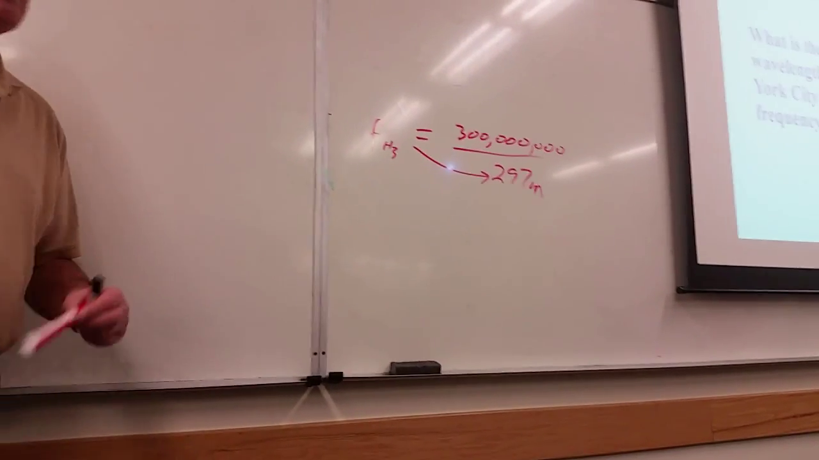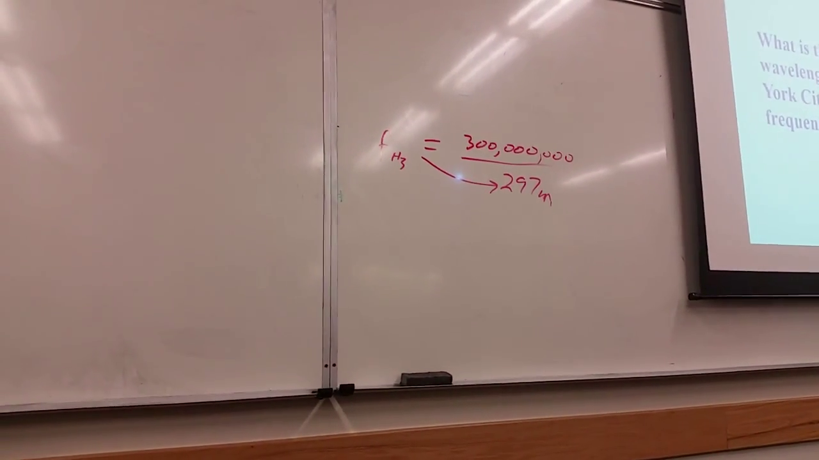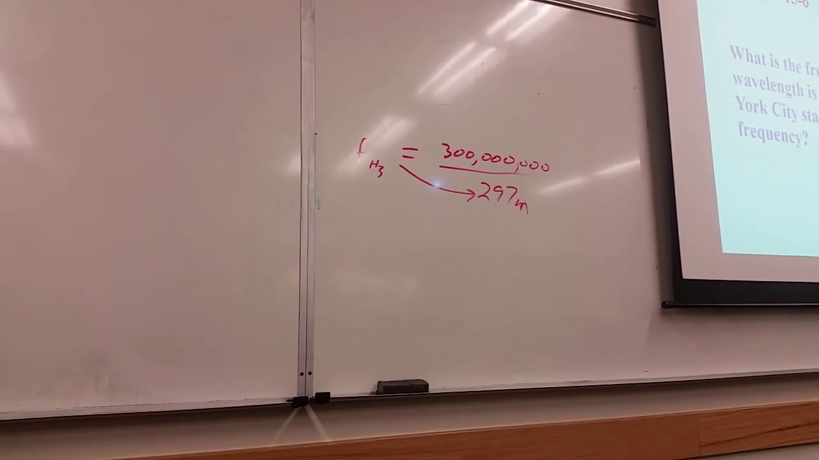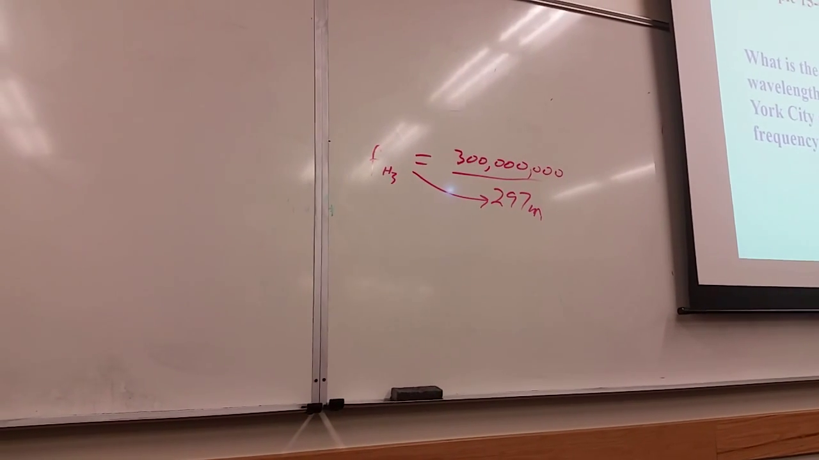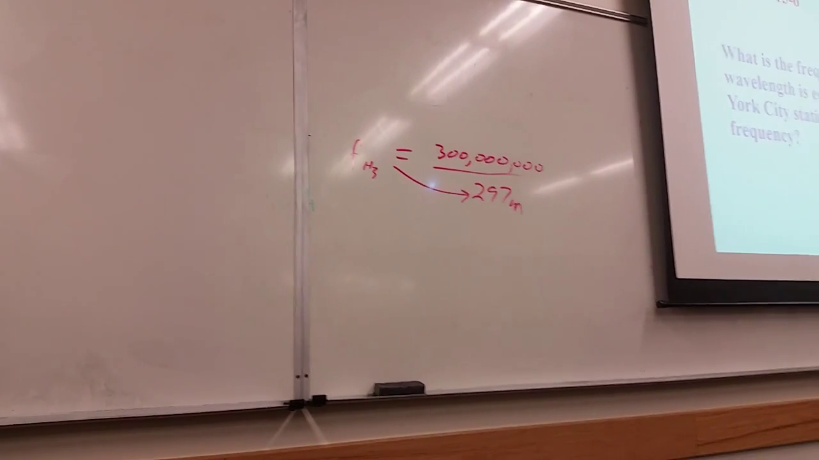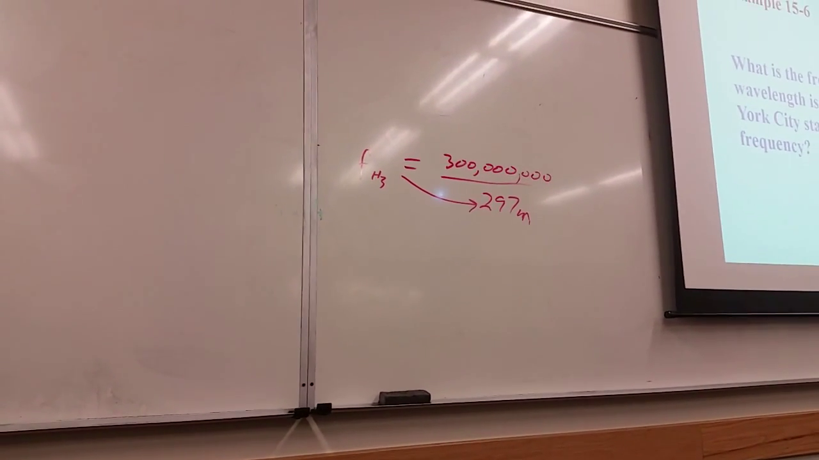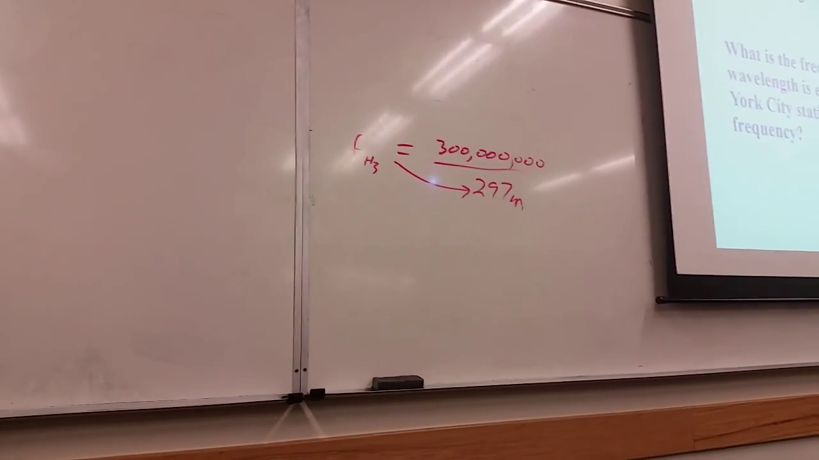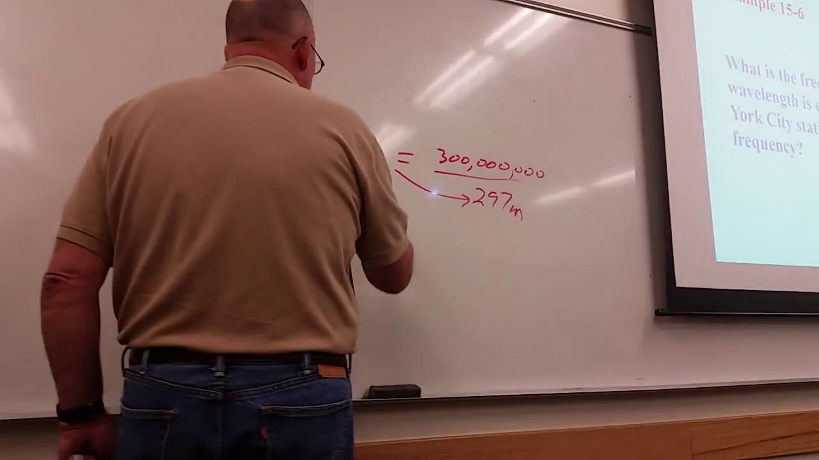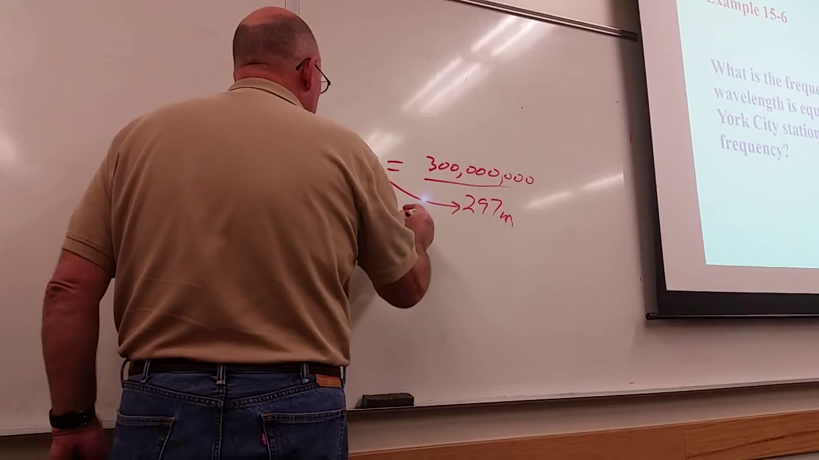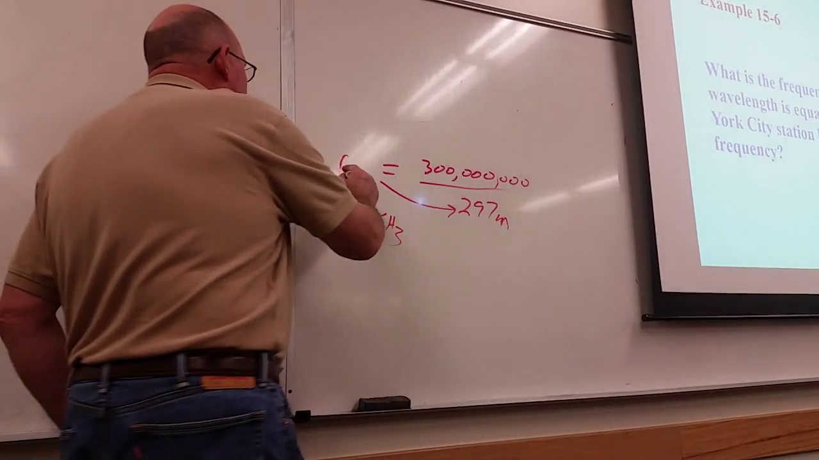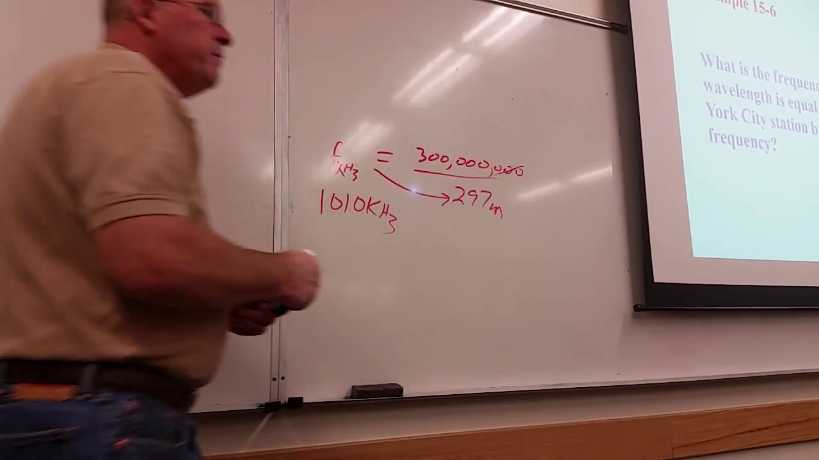So what do you get? What'd you get? 1,010,101. Or 1,010 kilohertz. Right? Yeah. So if we make this kilohertz, we can cross this out, right?